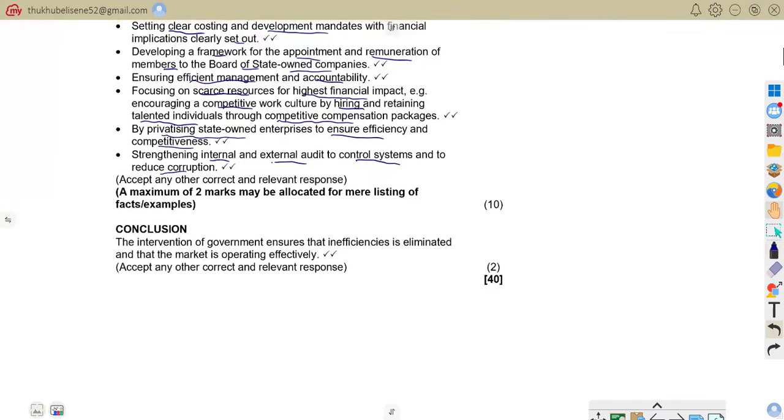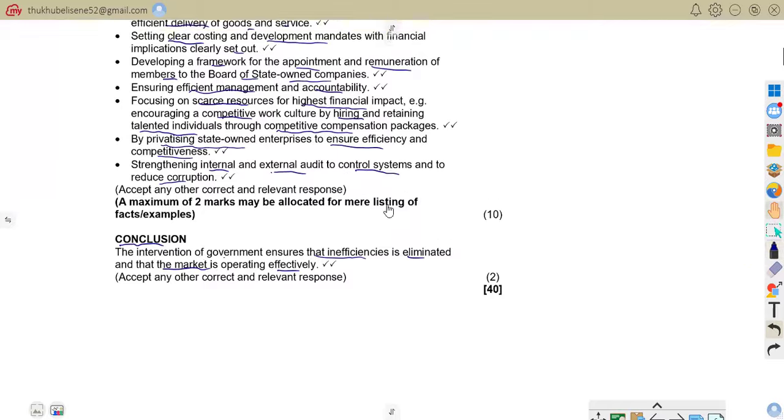So now we are to conclude question 5, and this is how we conclude. The intervention of government ensures that inefficiencies are eliminated and that the market is operating effectively. So this is the end of question 5, and we are to move on to question 6.